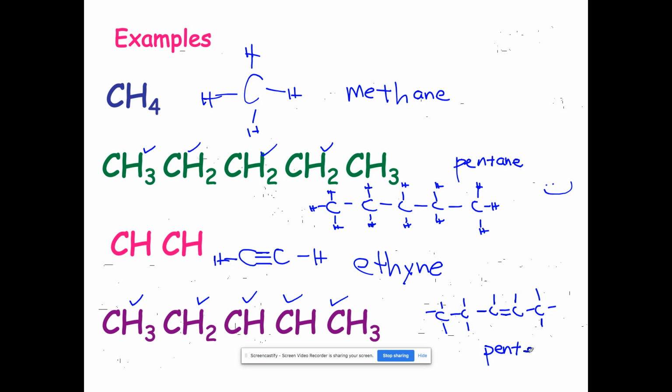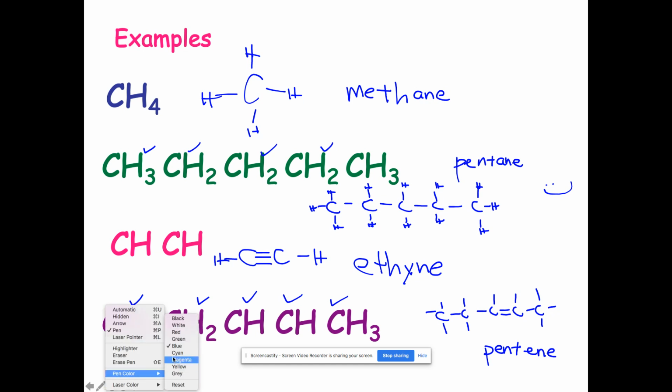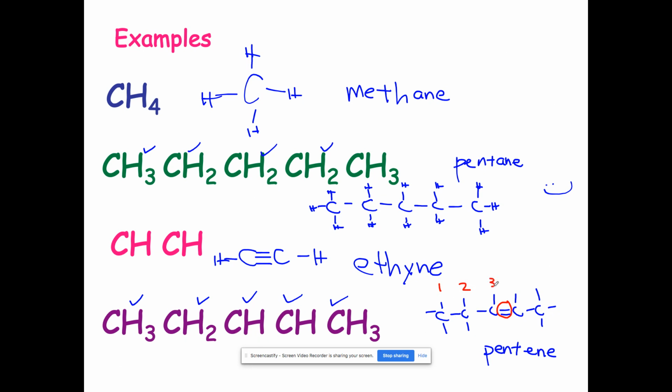So this is pentene. So it's pretty unique that we have something like this. So we want to give it a location. So where is that double bond located? Well, I will tell you the rule. You always tell the location after the lowest number carbon. What do I mean by that? Well, I can count 1, 2, 3, 4, 5 carbons.